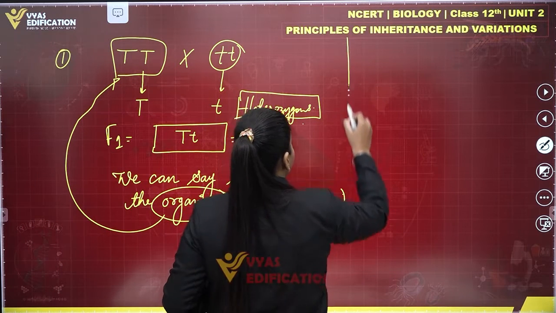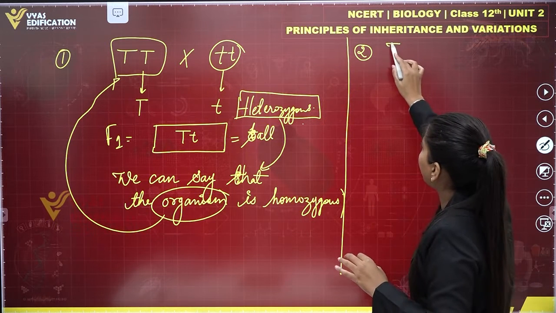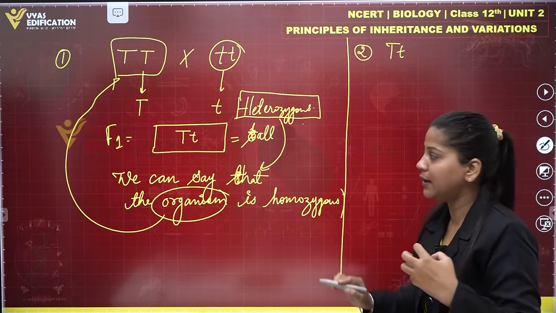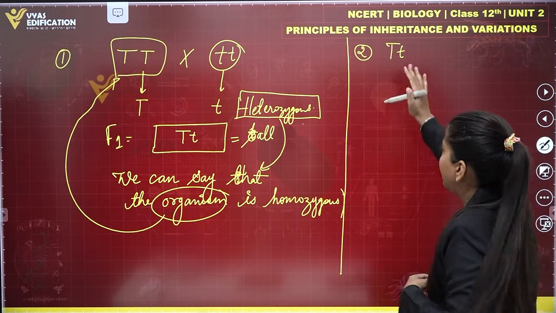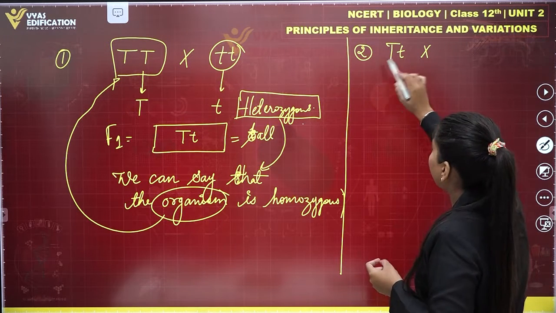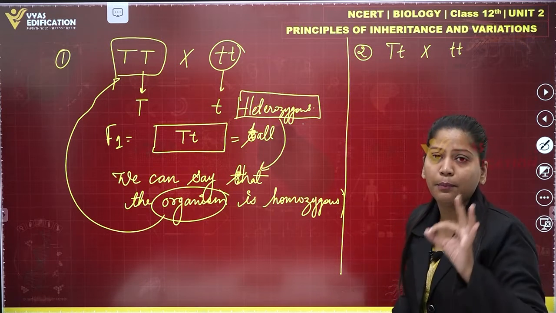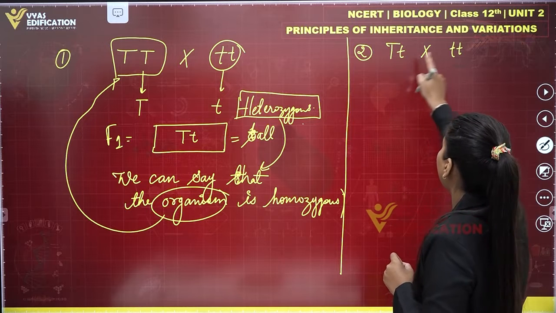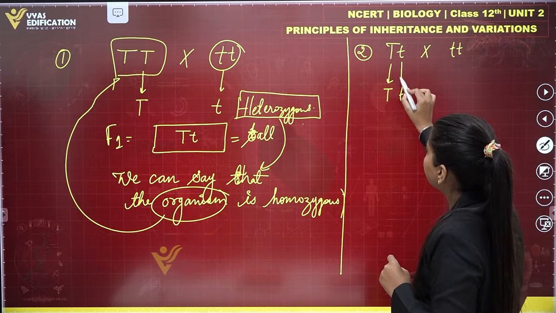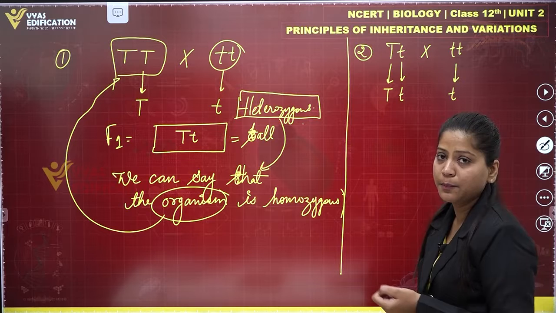Now let's talk about the second case. Suppose we don't know the genotype of the organism, and suppose we are taking the heterozygous condition here. We will conclude the result from its F1 generation. We will mate this organism with the recessive parent again. This will produce two types of gametes, as it is heterozygous, and the recessive parent is going to produce only one type of gamete.